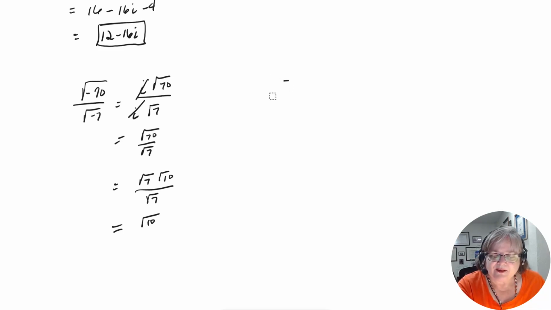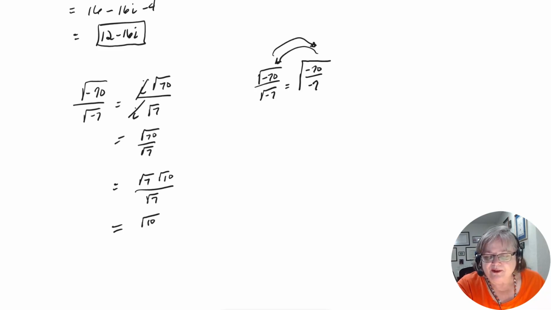Goodness. Let's try that again. Square root of negative 70 over the square root of negative 7. You remember that you can pull them apart, kind of going this way, and you can put them together going this way when you were doing square roots before. So a negative over a negative is a positive, and 70 over 7 is 10, so you'd have the square root of 10.